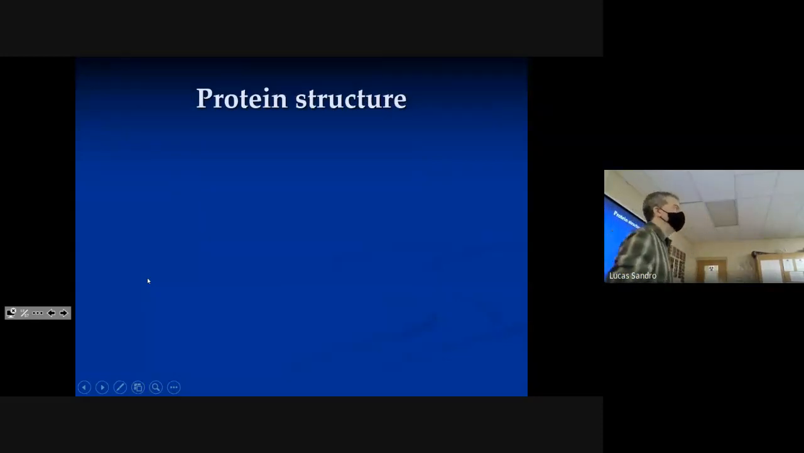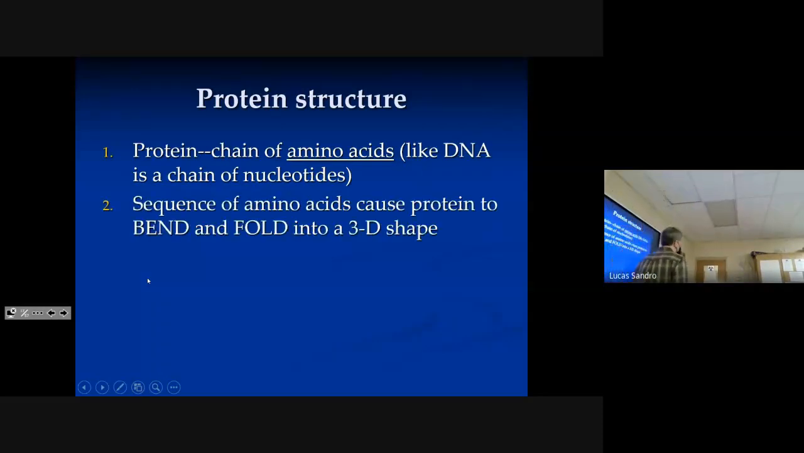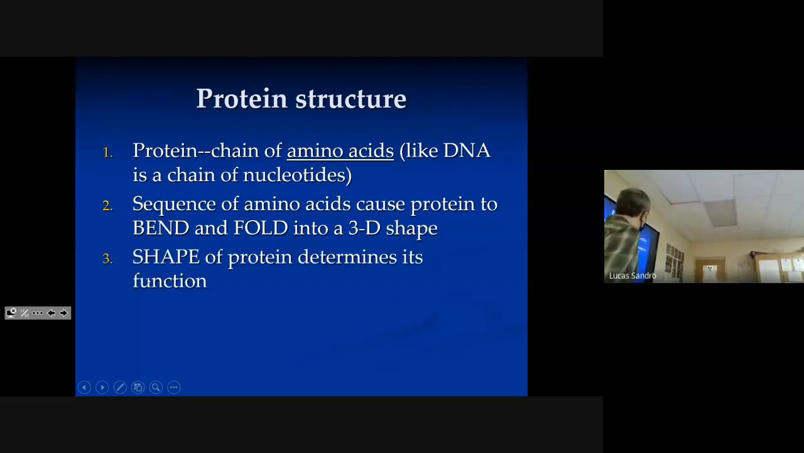First of all, here's why proteins are so cool. A protein is a chain of amino acids, just like DNA is a chain of nucleotides. You knew that. And which amino acids there are in what order make proteins fold up in particular ways. When proteins fold up in particular ways, they take a characteristic shape. And a protein's shape is very much what makes it do the things it does.